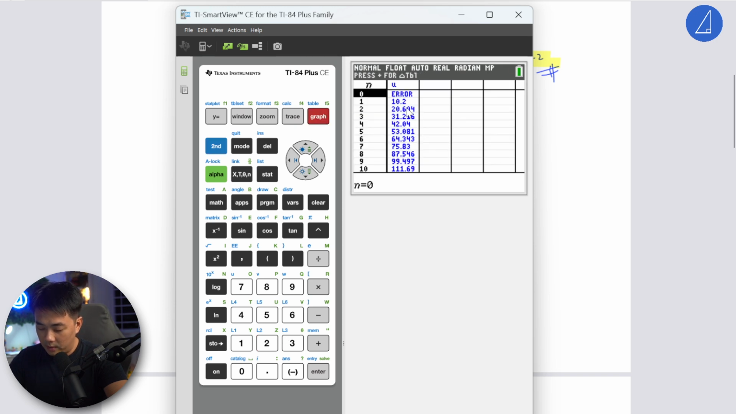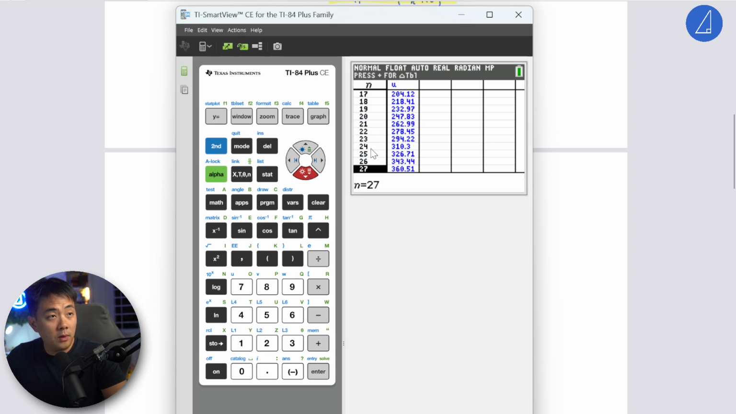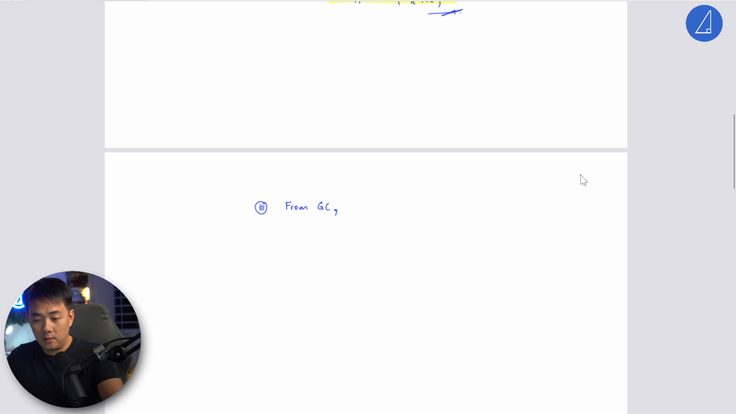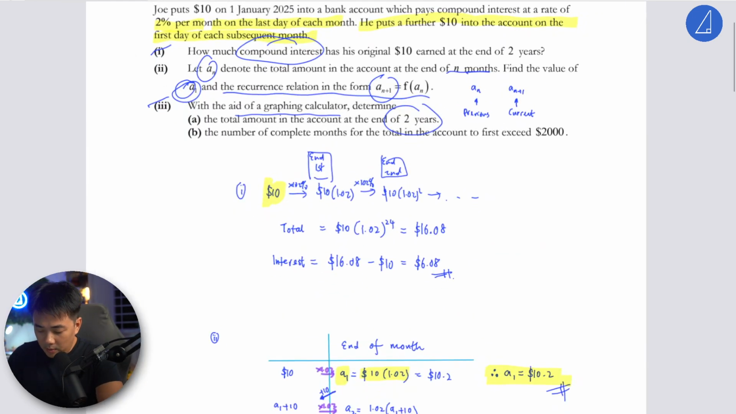Then you just start. Okay, 10.2, 20, and so the first month, second, and third month. So they want you to go to 24, right? What we need to do is just scroll it down to 24 because this is end of first month, end of second month, and so on. Then we're just going to scroll down to 24. This is the answer here from GC. We know that this will be $310.30. So that's the answer.